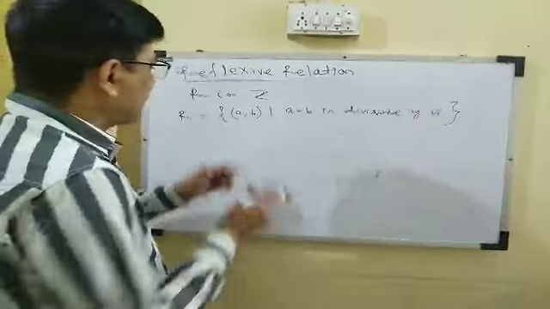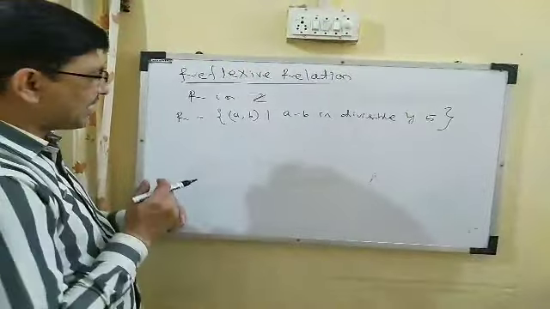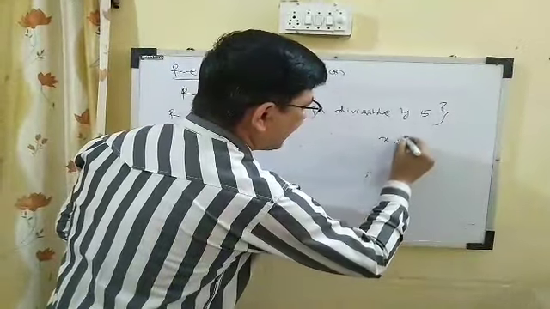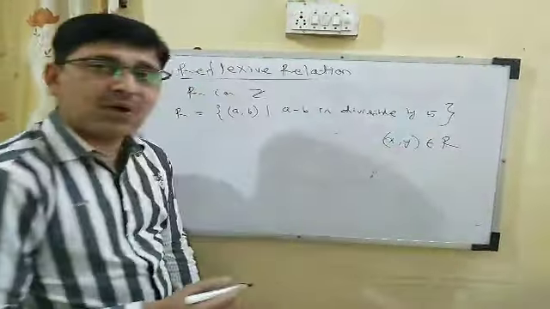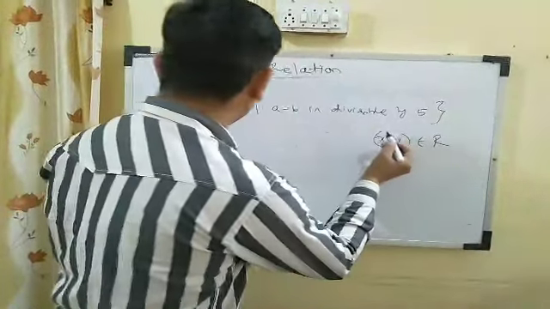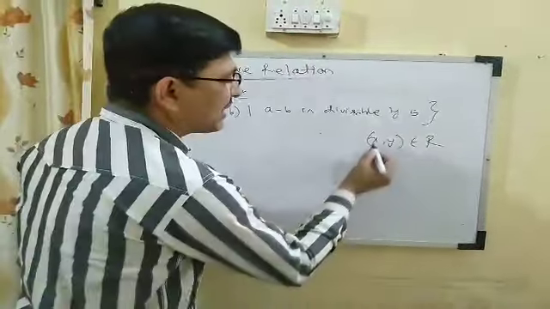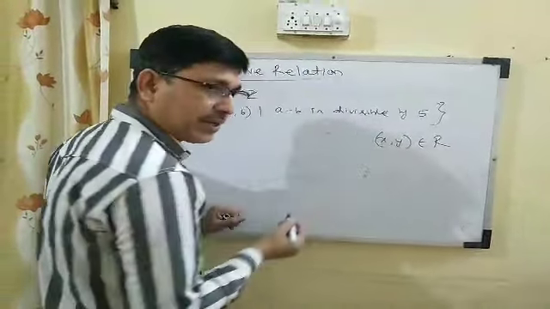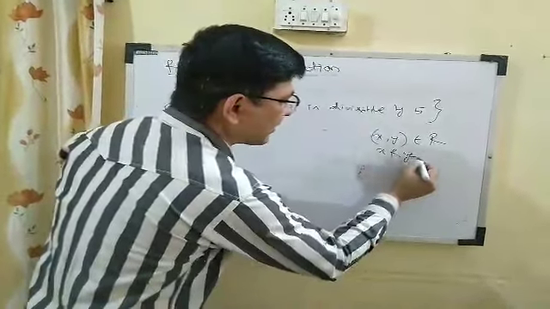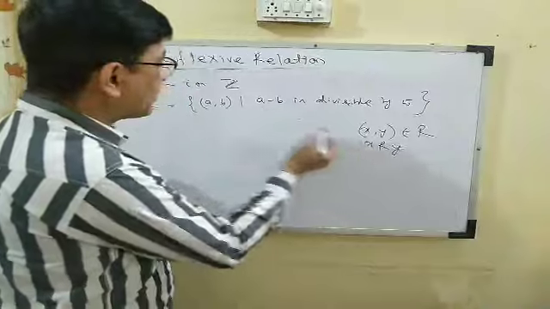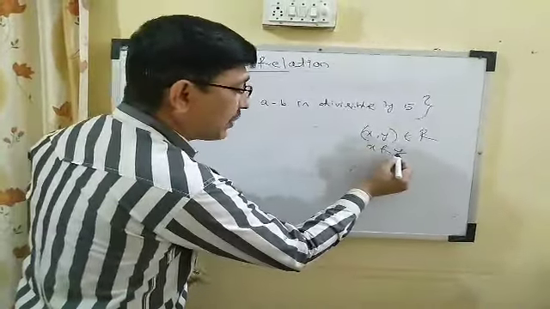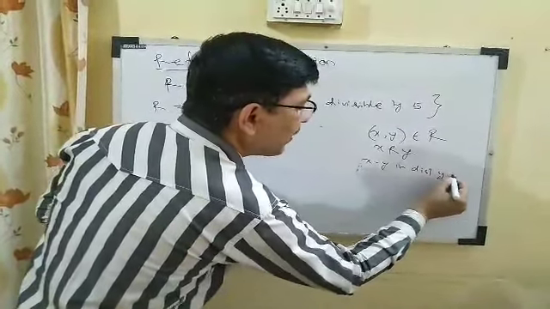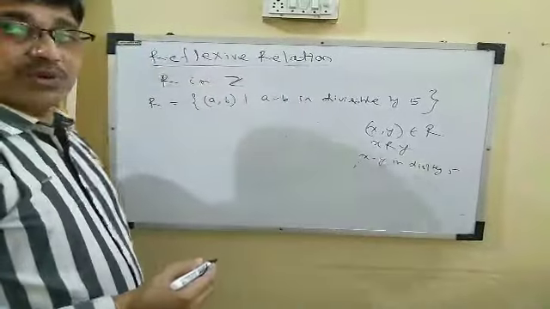Before going to check whether this relation is reflexive or not, let us verify under what condition two elements, suppose (x, y), belong to R or not. Under what condition this ordered pair (x, y) will be an element of R, or in other words, under what condition an integer x will be related to another integer y. That means we write in this way, x is related to y. Under what condition? The condition is given here. So x is related to y only when x minus y is divisible by 5.